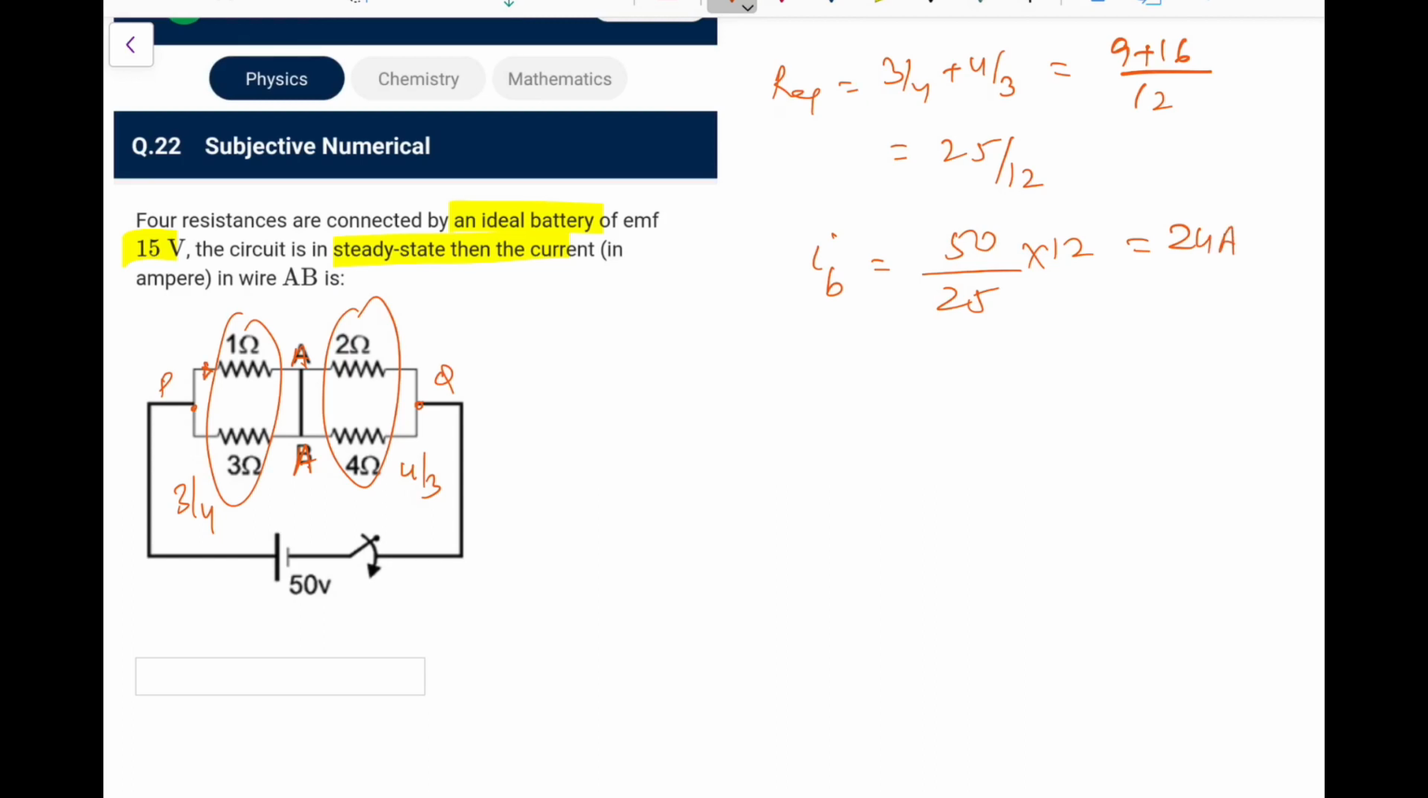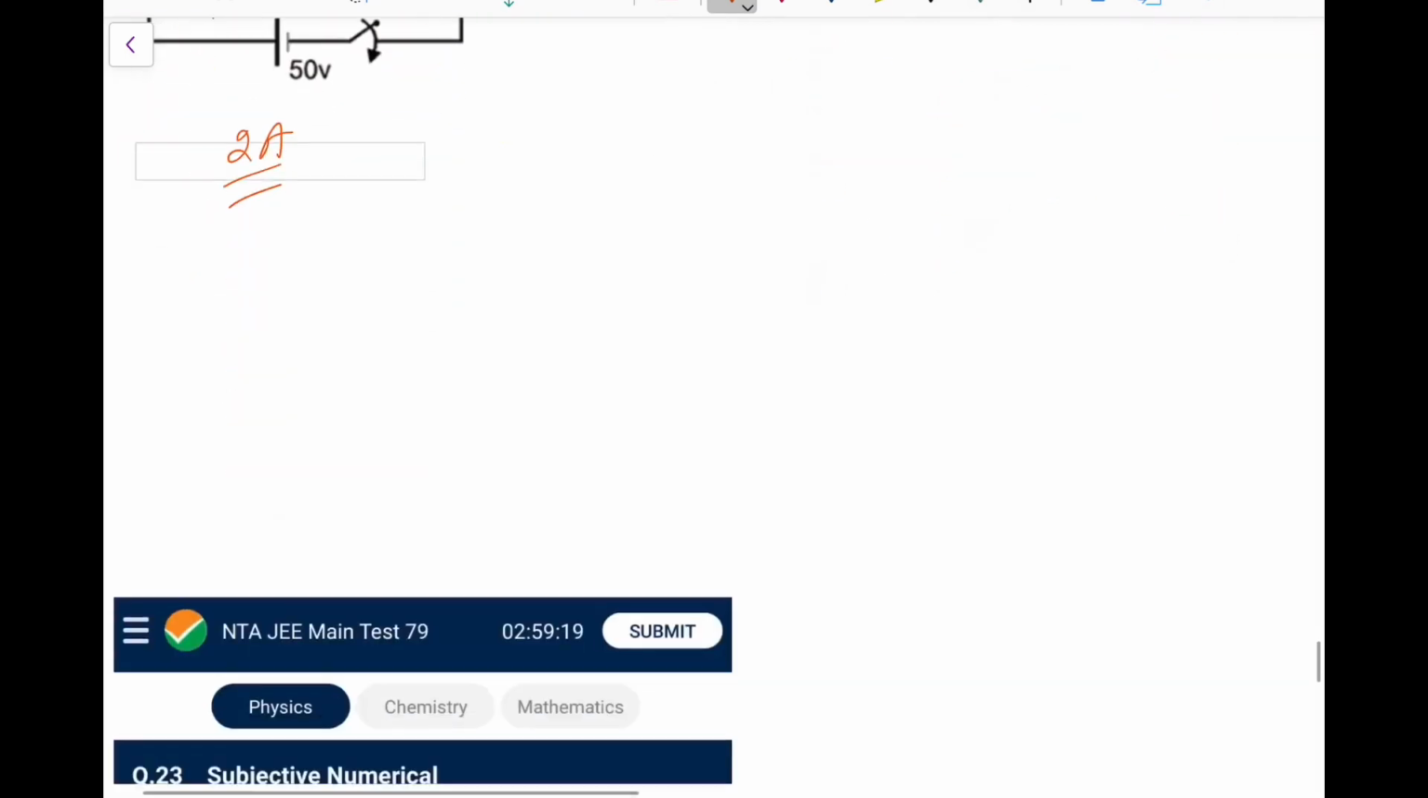Now out of 24, here we will have 2/3. 2/3 means 16 amperes. Not 2/3, sorry, it is 1:3 is the ratio. So it would be 1/4, 3/4. 3/4 current means 3 by 4 into 24, that is 18 amperes, and it would be 6 amperes. Here it would be 2/3, which means 16 ampere. So it is 18 and 16, that means 2 ampere will go from A to B, so the answer is going to be 2 ampere here.